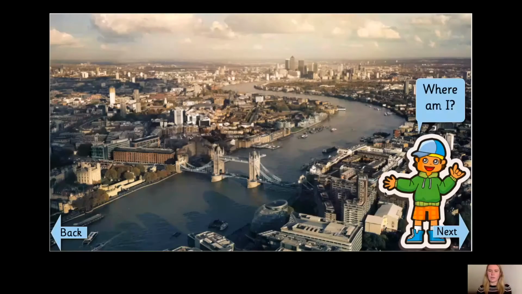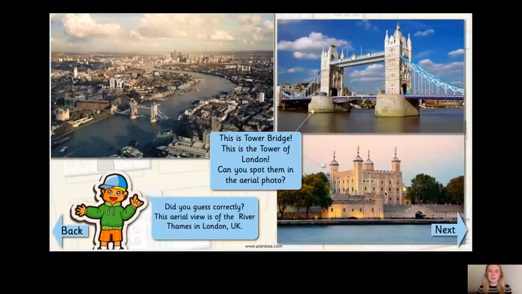Now, here's an aerial photograph. Where is this photograph taken? Does anybody know? Pause the video and have a think. Okay, shall we see if you were right? So this aerial photograph was taken in London. Now, in the right-hand corner at the top, can you see Tower Bridge?